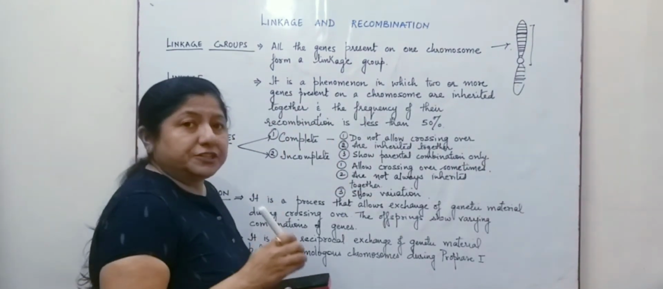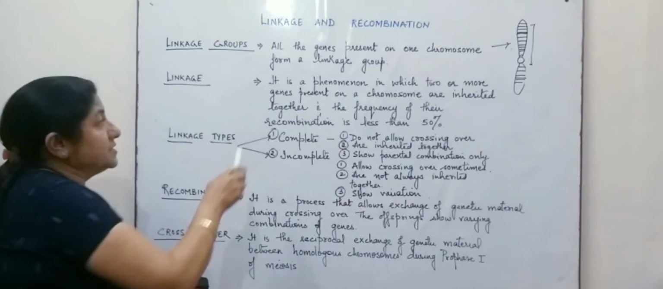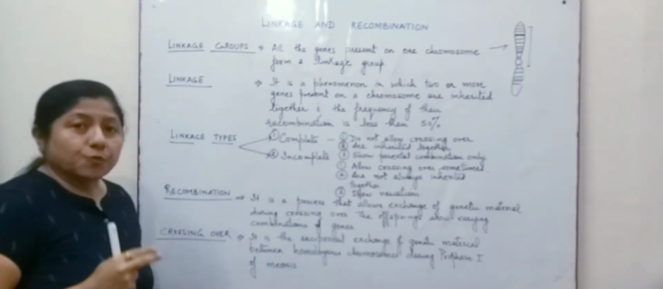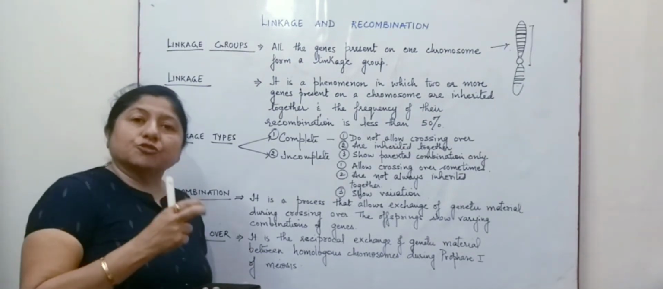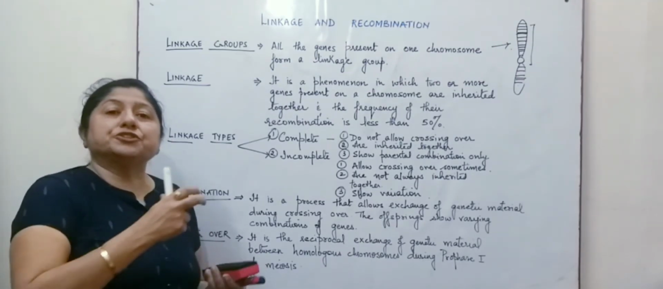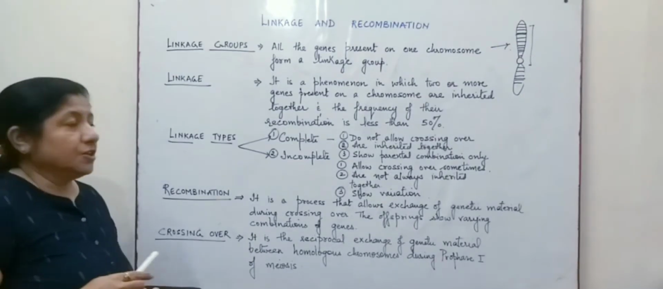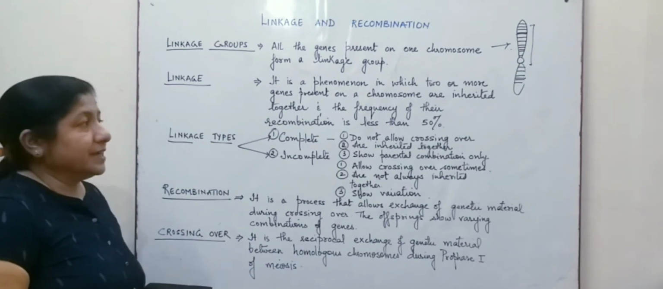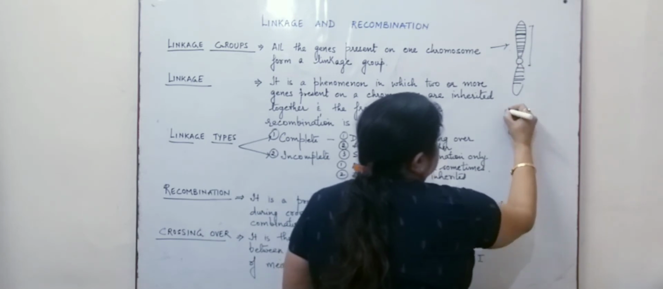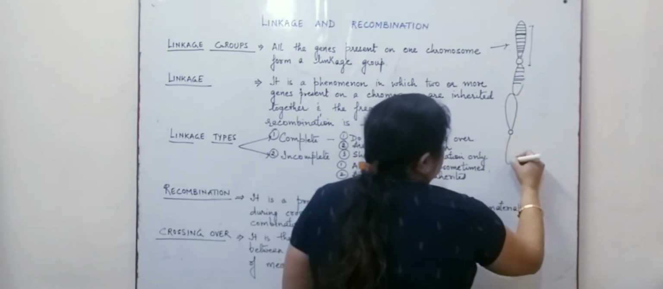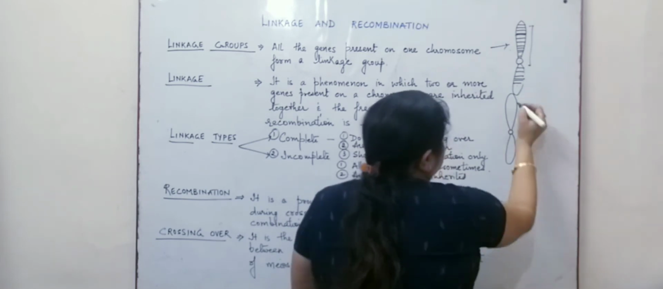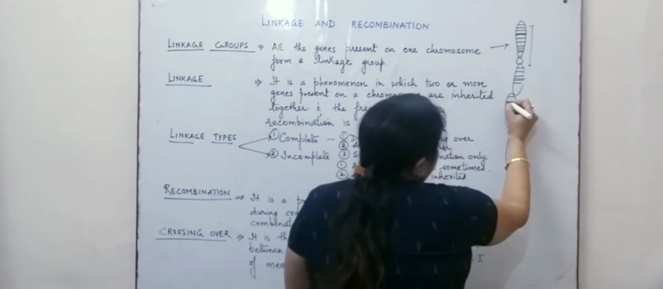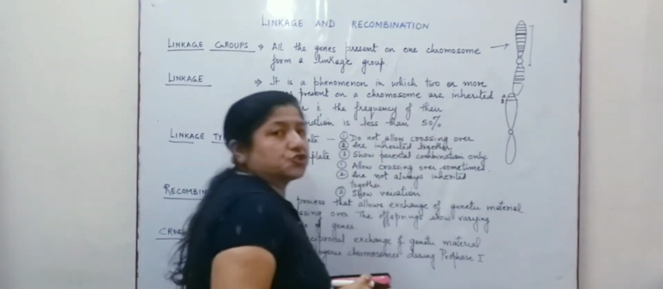Now when we talk about linkage, it is a phenomenon in which two or more genes which are present on a chromosome are inherited together, and the frequency of their recombination is less than 50%. Let us understand this. Now when we are saying that the genes are present on the chromosomes, the genes are present at different locations. So certain genes are placed close to each other.